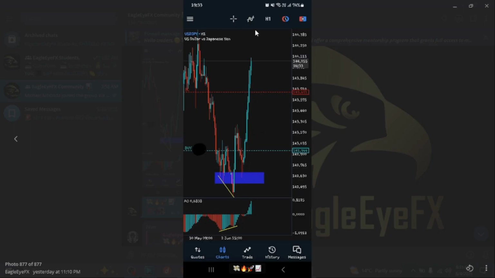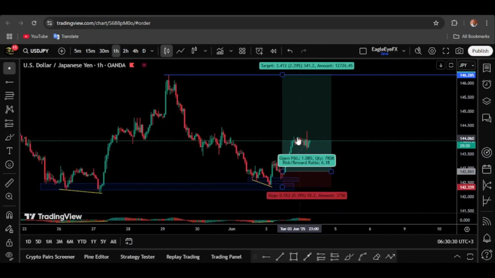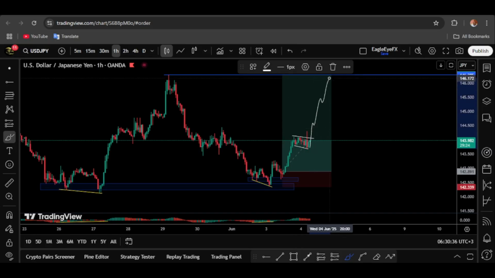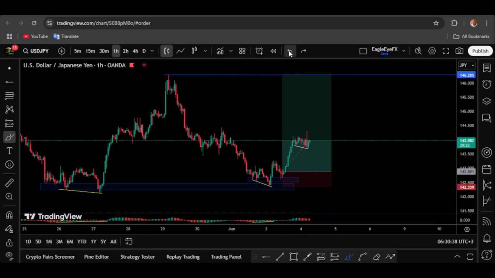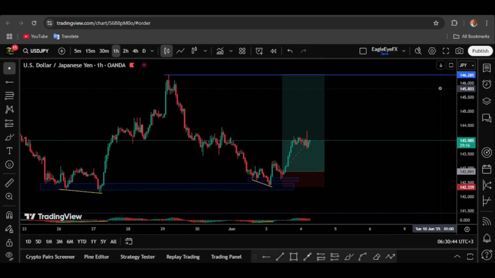So this was my entry, and of course, as the market pushed to the upside, I was trailing my stop loss to the upside. And as you can see, though the market is currently consolidating, this could actually just be a bullish flag, and this could just continue moving to the upside. So we're gonna still observe that and see how this is gonna play out. So I shared this with my students, and it was a powerful setup.